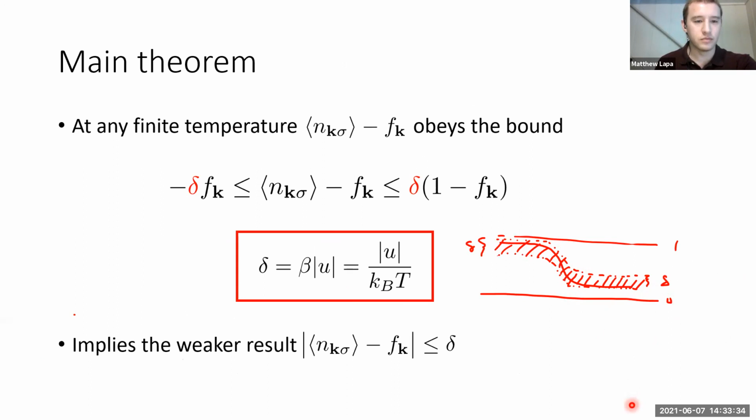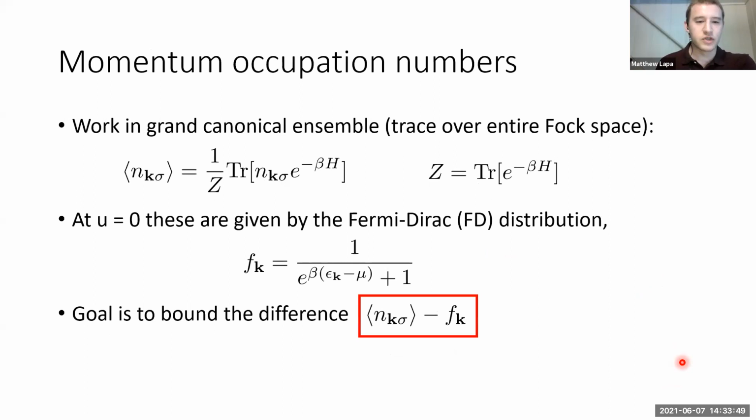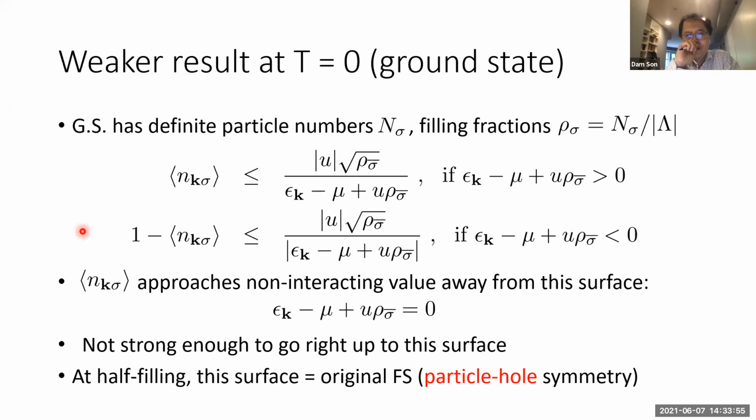You had a slide with the mean field Hartree-Fock correction to the energy. It says something like epsilon k minus mu plus u times rho. Can you show that? Oh yeah, here. This was in the ground state case. Does this inequality say that n sub k cannot go to zero slower than 1 over epsilon? Yeah, that is true in this case.